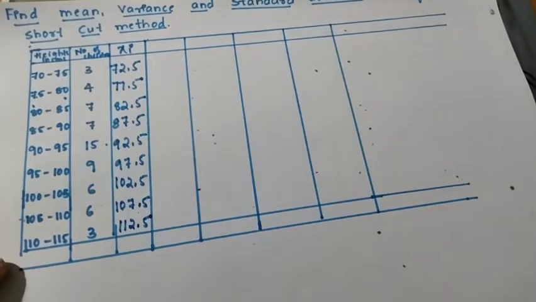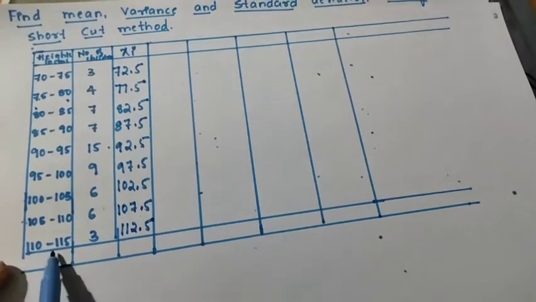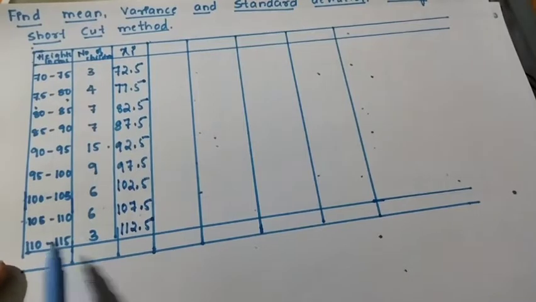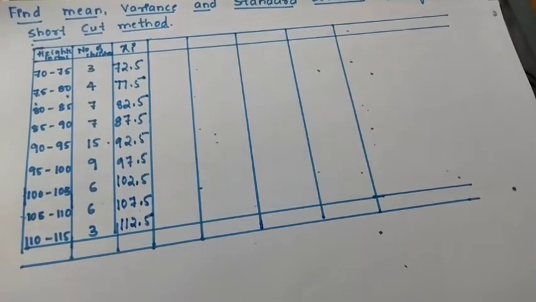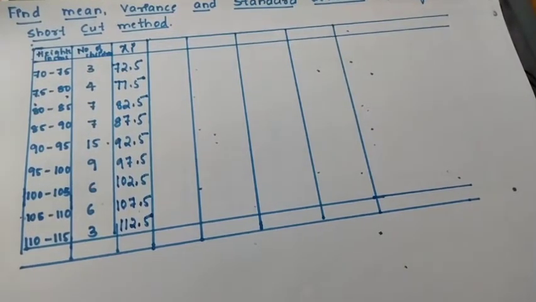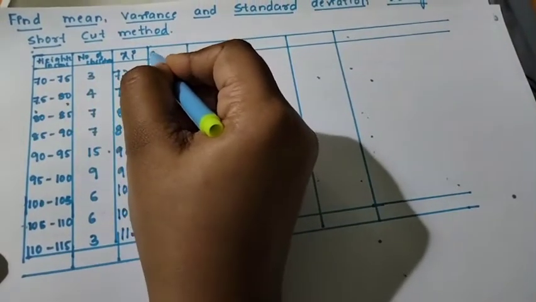So these are nothing but what? The midpoint values of these two, adding upper limit and lower limit divided by 2. So you will get the midpoint values. Then after getting the midpoint values, what is the next step? You have to find the deviation here because you have the formula using deviation.